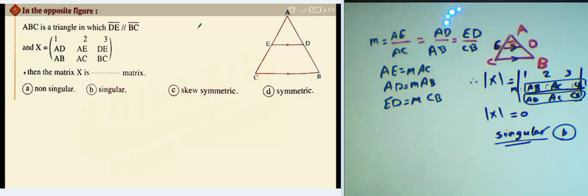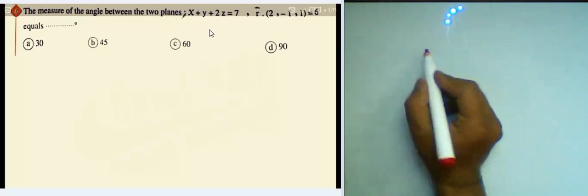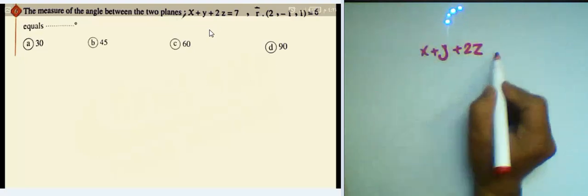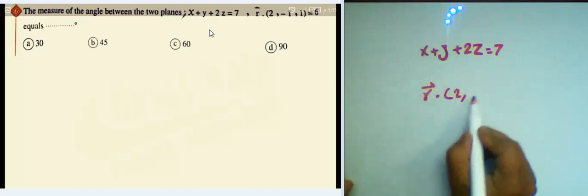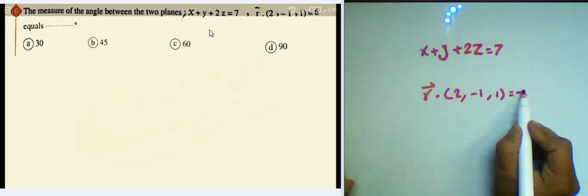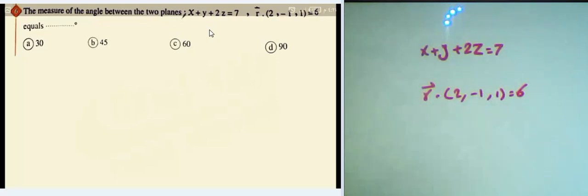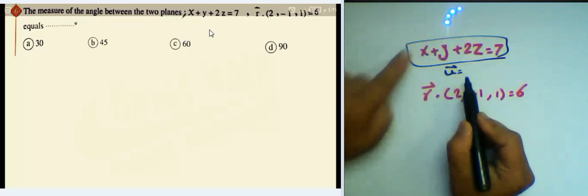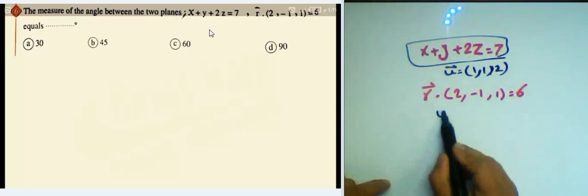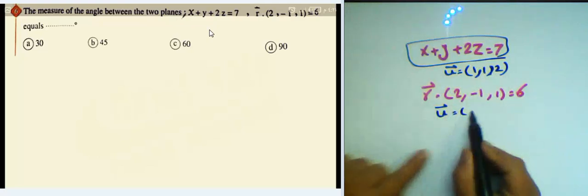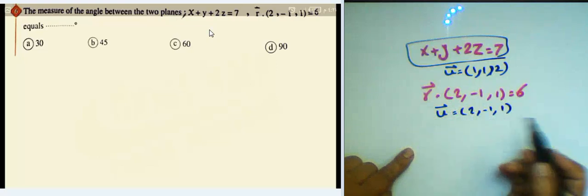This matrix is singular. Question 6, the measure of the angle between two planes equals what? We have two planes here, x plus y plus 2z equals 7, and the second, r dot (2, negative 1, 1) equals 6. Okay, we can find the normal vector of plane 1 and plane 2. For plane 1, we can find the vector u from the coefficient of x, coefficient of y, coefficient of z. And here vector v is 2, negative 1 and 1. Okay, we can find the angle between the two planes here.